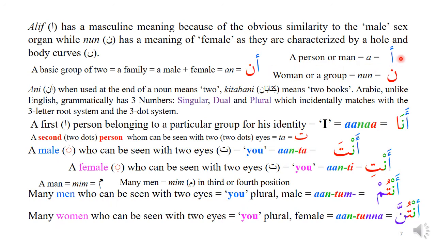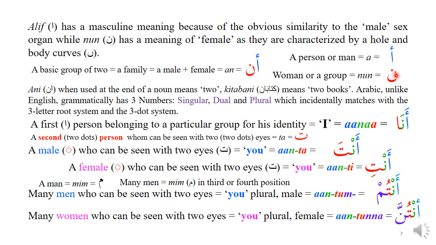Okay, so we know that alif means a person. This is because obviously the alif looks like the male sex organ, whereas the noon means a female because they are characterized by a hole. We know that noon has the meaning of a hole, nagbun, and the body curves. See, the lower part of the noon has this hole, right? This dot represents the hole, and this part represents the body curves, the curvature of the female body. And this is why noon is described as like a female.